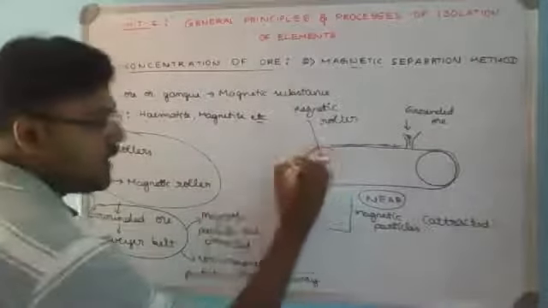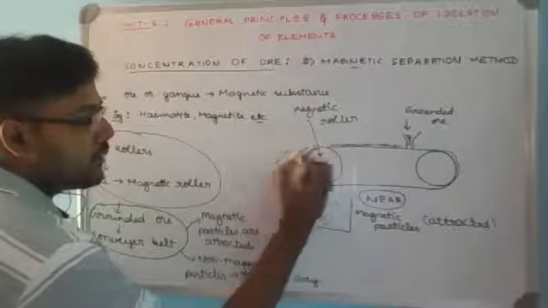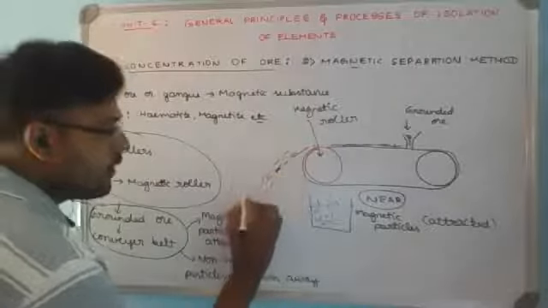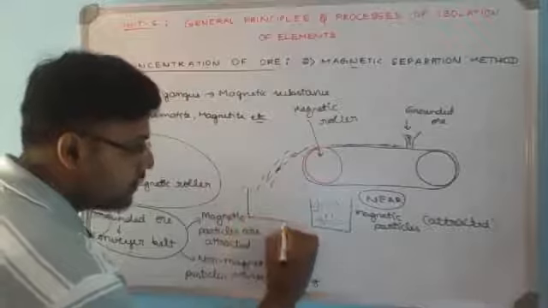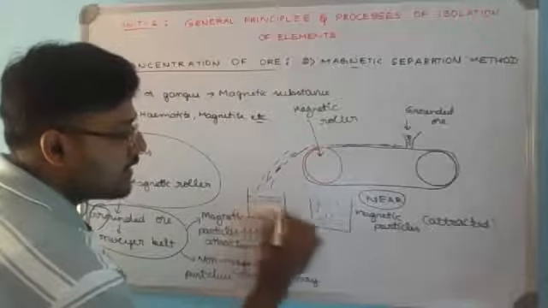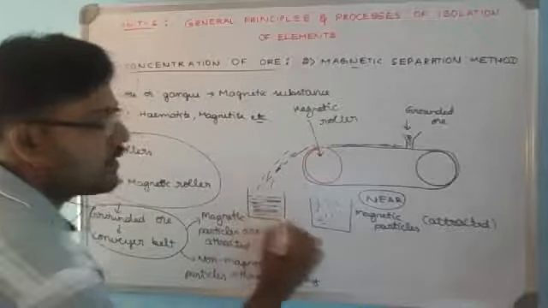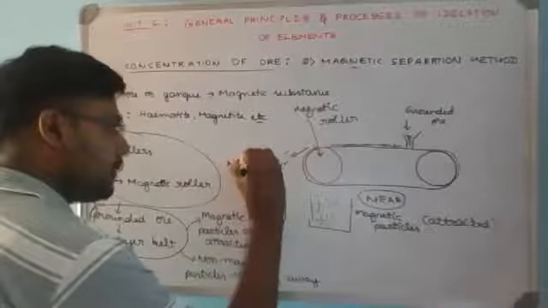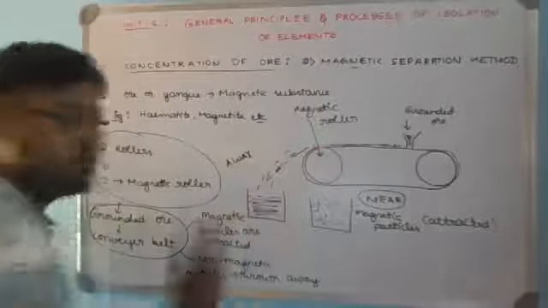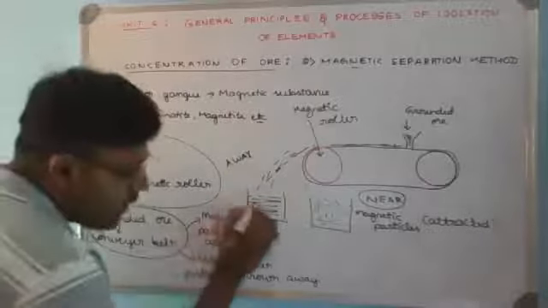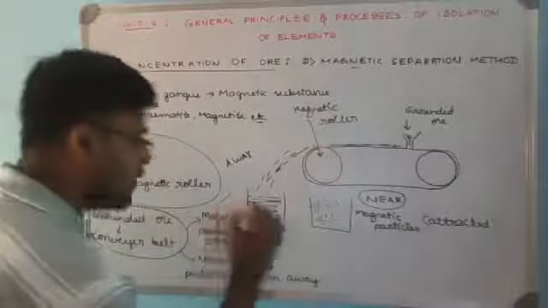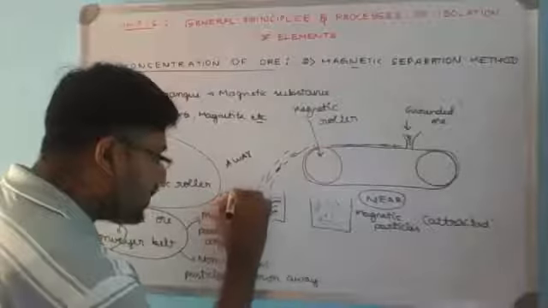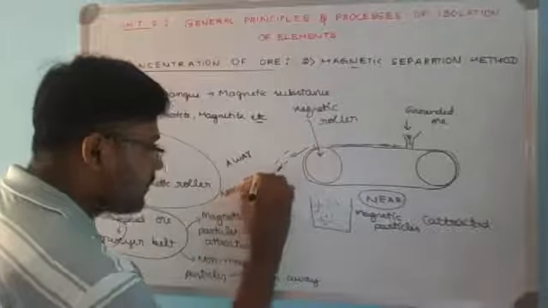Whereas those particles which are thrown away from the roller, we'll consider as the second fraction which is collected. This is away from the roller, and the particles which are segregated in it are non-magnetic particles.